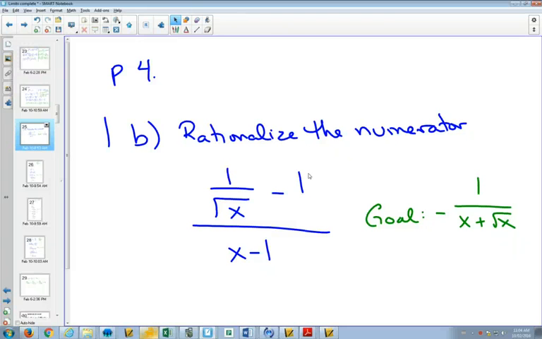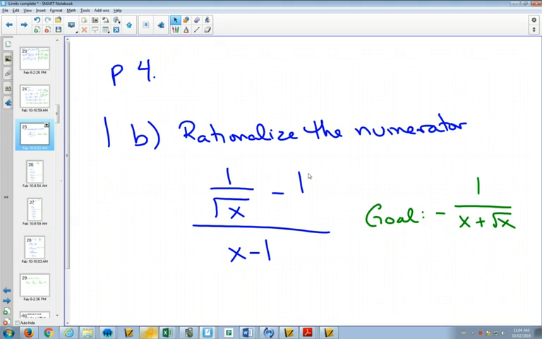So 1B on page 4 really is a good one to practice your algebra skills. So here was the original question. We want to rationalize the numerator. We've got what's called a complex fraction. A complex fraction has fractions inside of fractions. And our goal is to get our final answer to look like this.